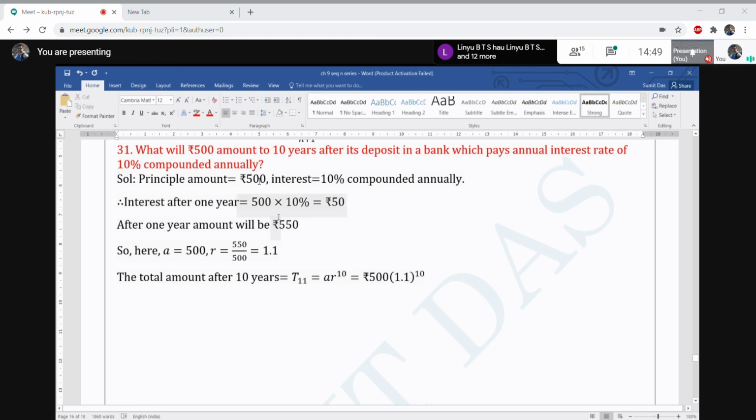Understood? So we can see the principal amount is 500 and interest is 10%. Interest after 1 year will be 500 times 10%, that is 50 rupees. So after 1 year the amount will be 550. 50 rupees will be added to 500.